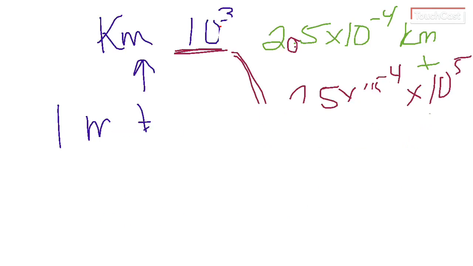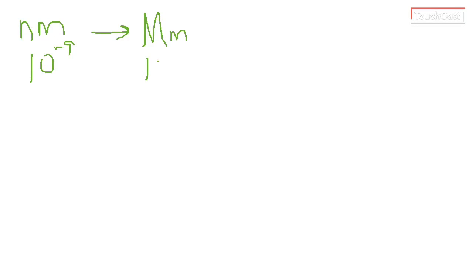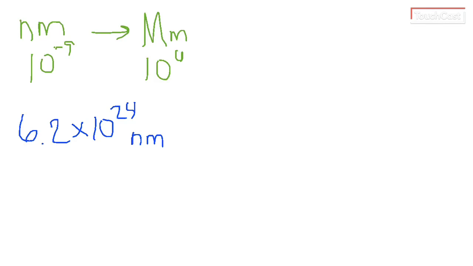And so if I erase this again, we're going to go from nanometers, which is 10 to the negative 9. Nanometers are crazy small. We're talking about, you know, you measure cells in nanometers. All the way to, let's do megameters, let's get crazy, which is 10 to the 6th. Okay, and so I'm going to say in our question I have 6.2 times 10 to the 24th nanometers. So I have a ton of nanometers, and I want to convert that to megameters.